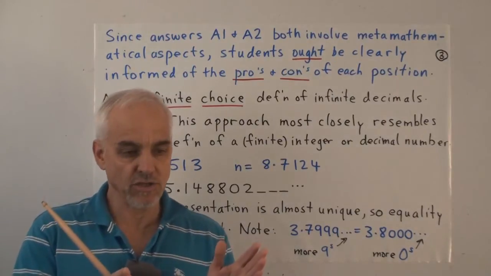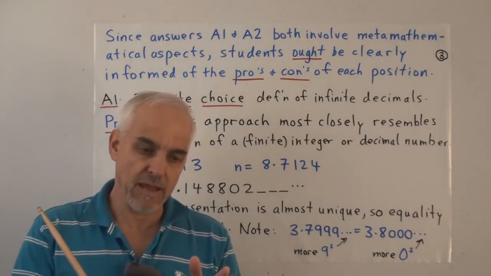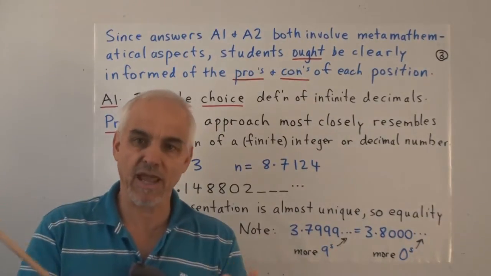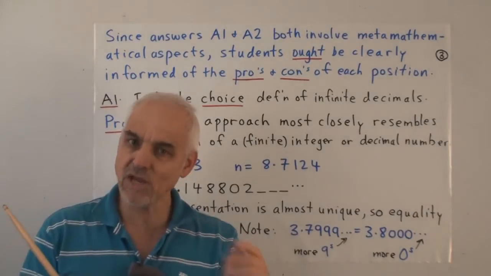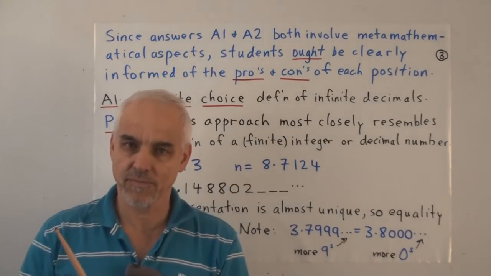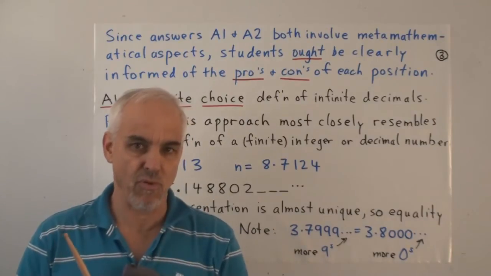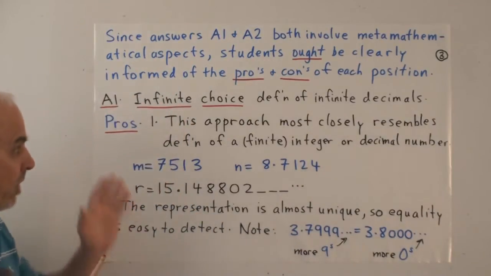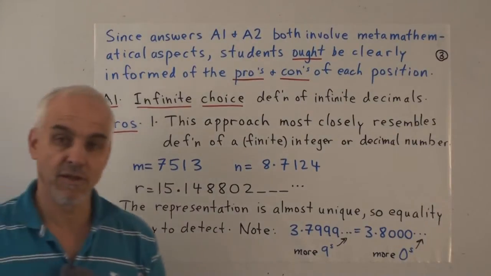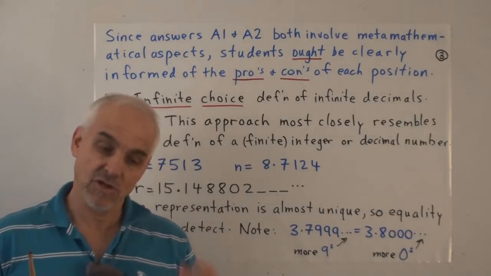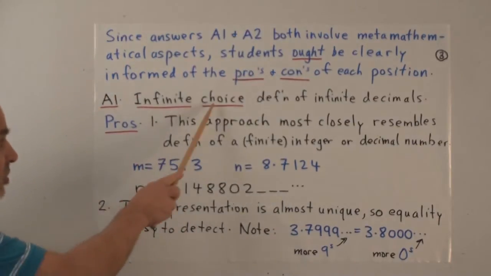And I think students ought to be made more aware of these possibilities, and there ought to be a wider engagement of the issues, the pros and cons for each one of these alternatives. Students ought to know that this is a very important junction point. So what we're going to do is we're going to now look at the pros and cons of these three positions, starting today in this video with the first position, the infinite choice position.